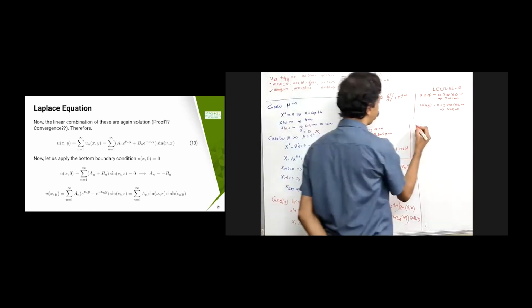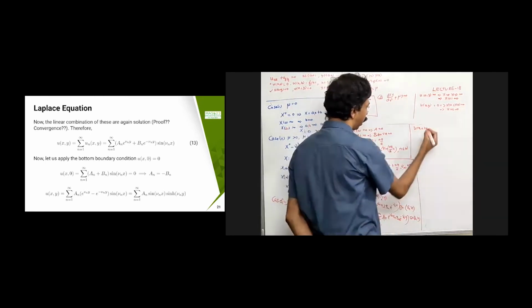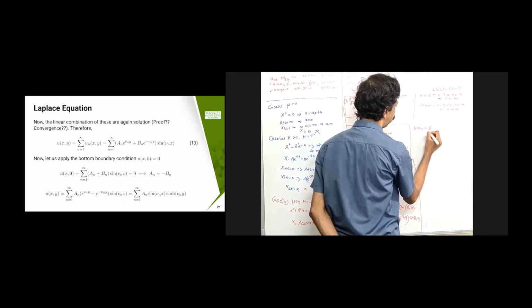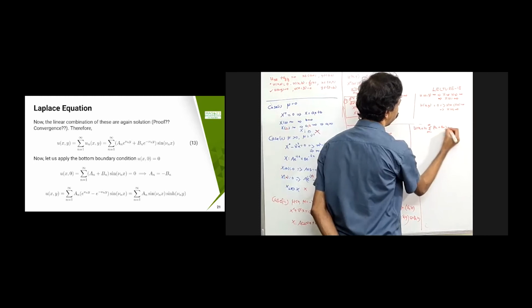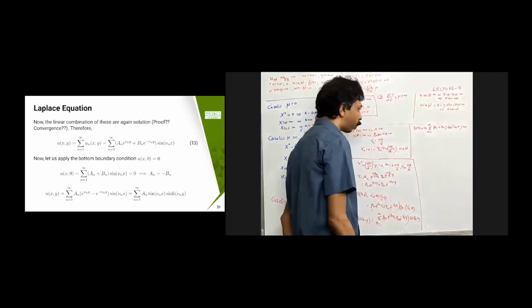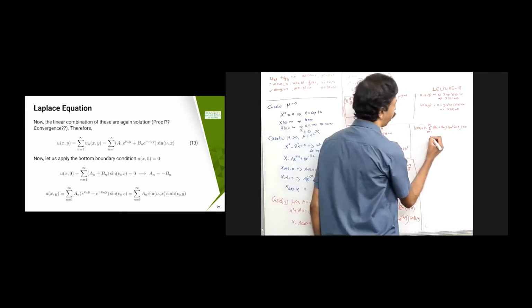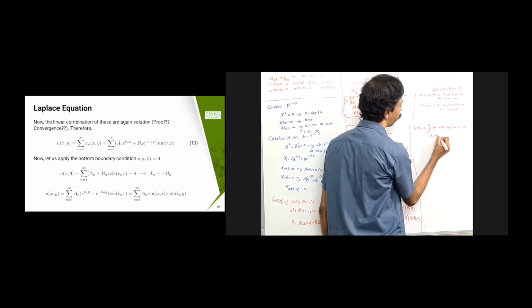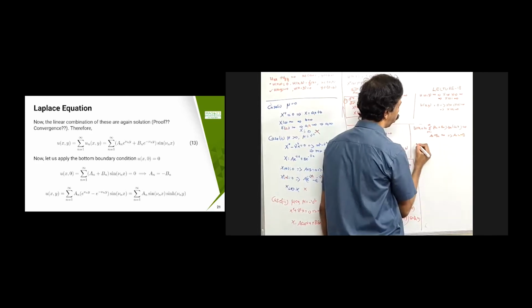Now u(x,0) is going to become, if I substitute it over here, the summation n equal to 1 to infinity of (an plus bn) into sin(νn x) equal to 0. So here each term is going to be 0. Each term I can equate to 0. Therefore, if I equate the sin(νn x) term, what you are going to get is an plus bn equal to 0, which implies an equal to minus bn.